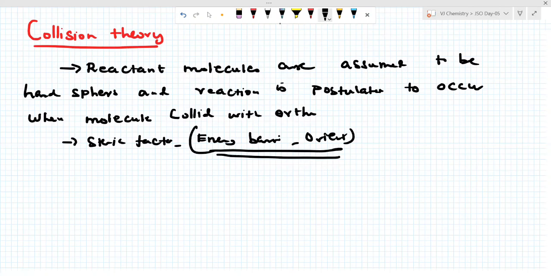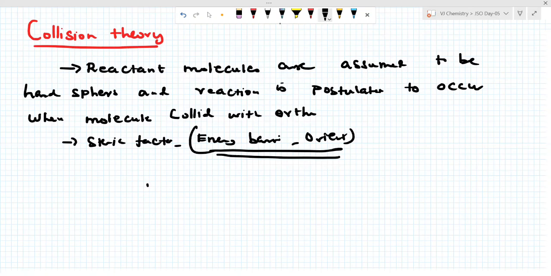So not every collision gives product; product does not form every time. How do we find out the fruitful or effective collision? The energy barrier must be crossed and the orientation must be proper; that type of collision leads to the product. Okay? Now please note.